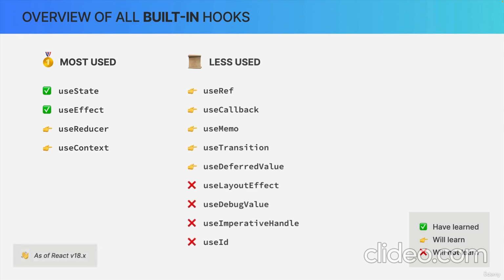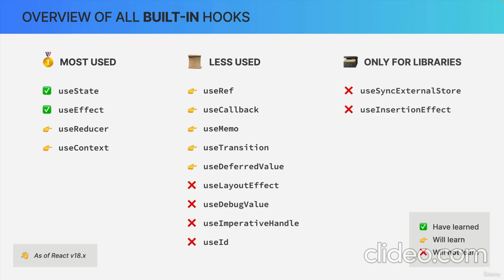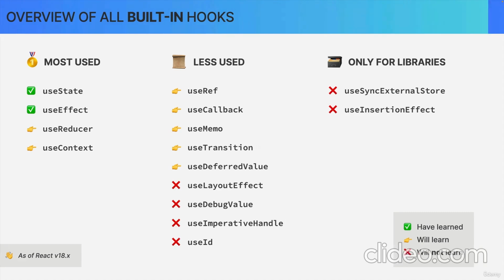Then we have this huge list of some less used hooks, but where some of them are actually still quite important, like useRef, useCallback, and useMemo. So some of these are actually worth learning, but others are a bit more obscure, I would say, and so they are not part of the curriculum of this course. And finally, there are a few hooks that are intended only for library authors, and so of course we will also not bother looking at those.